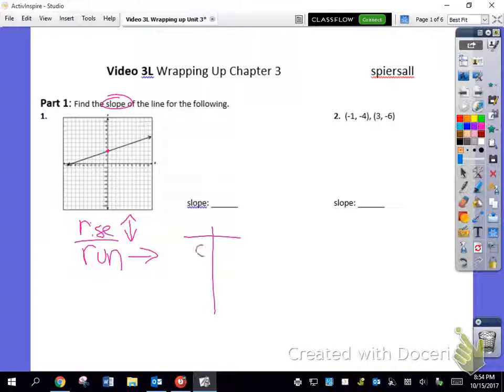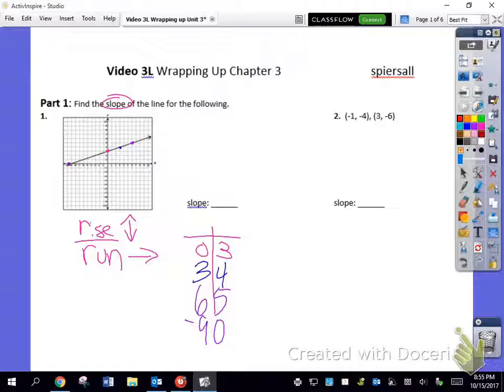I could use 0, 3. I could use this point 3, 4. I could use the point 6, 5. Any of those would be fine. I could use this negative 9, 0 over here. I could absolutely use that one as well. So as long as you use 2 points, so remember, rise over run.